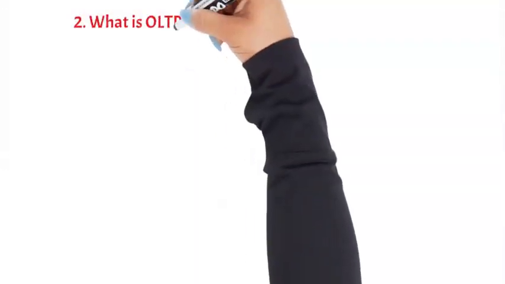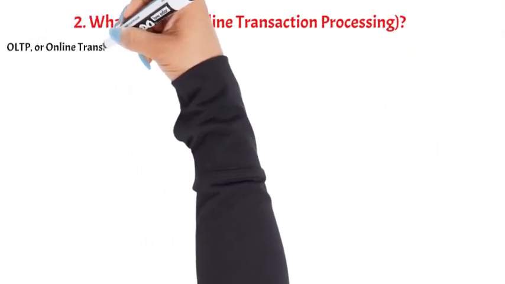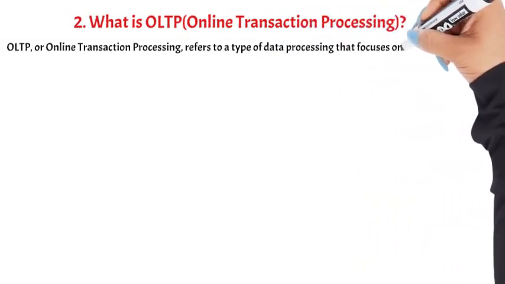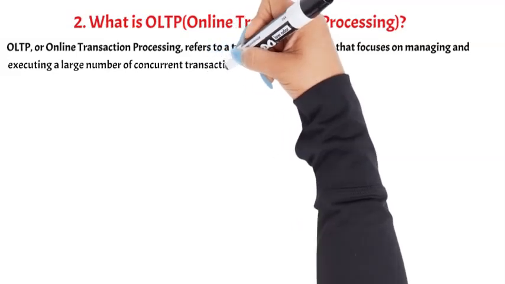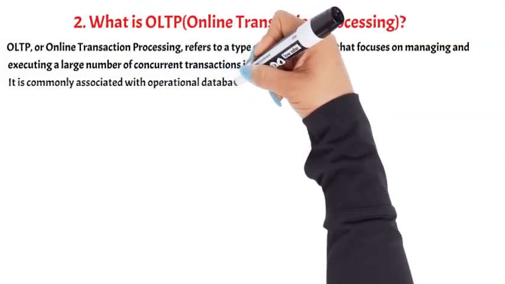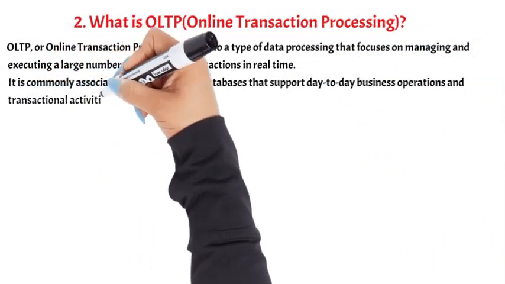2. What is OLTP? Online transaction processing? OLTP, or online transaction processing, refers to a type of data processing that focuses on managing and executing a large number of concurrent transactions in real time. It is commonly associated with operational databases that support day-to-day business operations and transactional activities.